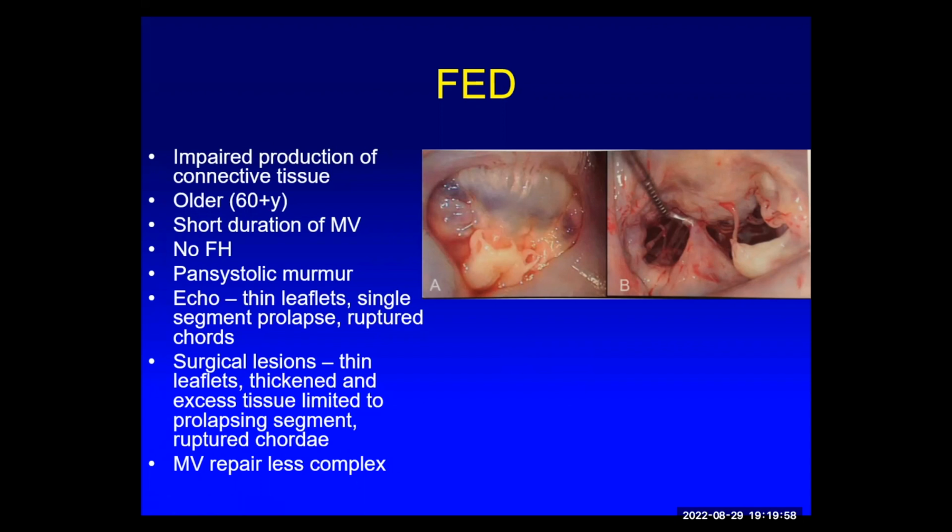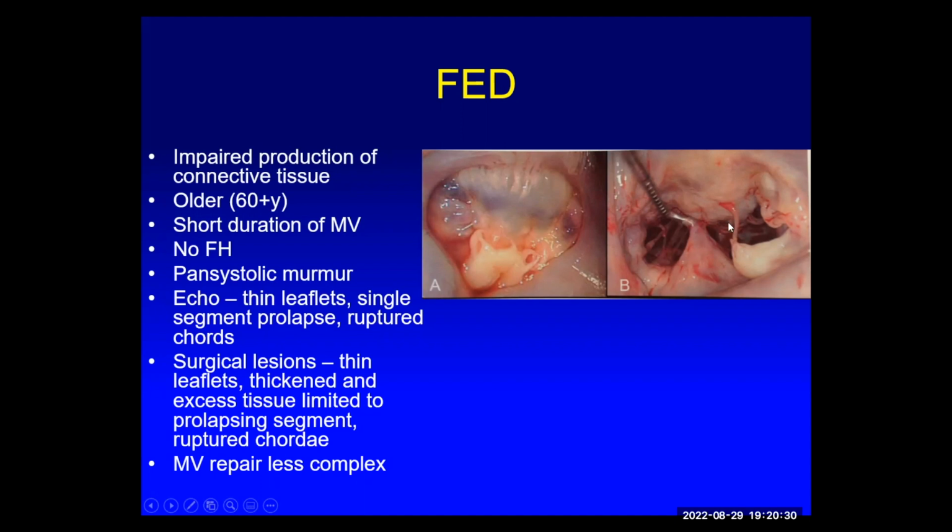If you remember the first picture I showed on the echocardiogram, usually we have some ruptured chordae and a single segment prolapse. On this picture, for instance, you can see this is the mitral valve, anterior leaflet, posterior leaflet. This is the P2 scallop, and you can see the P2 scallop looks thicker compared to the rest of the valve, which is pretty much normal, slim, and almost transparent, as you can see. But there are 1, 2, 3, 4 cords snapped. So this is clearly an example of FED disease.